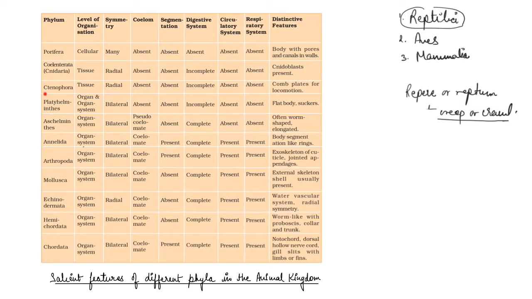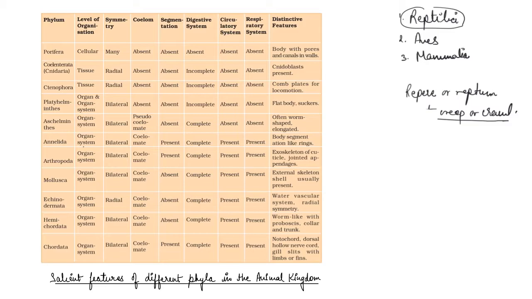The third phylum being Ctenophora, they again have tissue level of organization. The symmetry is radial, coelom is not there, segmentation is not there, digestive system is incomplete, and they also lack circulatory and respiratory system. Now, what is the distinctive feature they have? They have comb plates for locomotion, right?